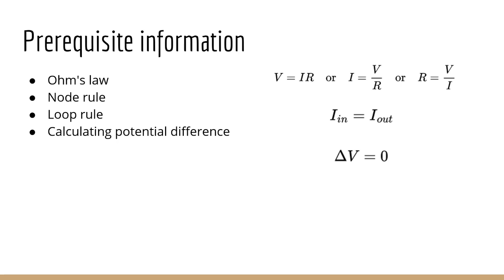Some requisite information: we have Ohm's law and all the ways you can reformat it. We have the node rule, which effectively says the current into a node will equal the current flowing out of a node, and also the loop rule, where the change in voltage in a closed loop, like a circuit, the change of voltage in each part will add up to zero. And we will also need to calculate the potential difference, which is, in our case, voltage.